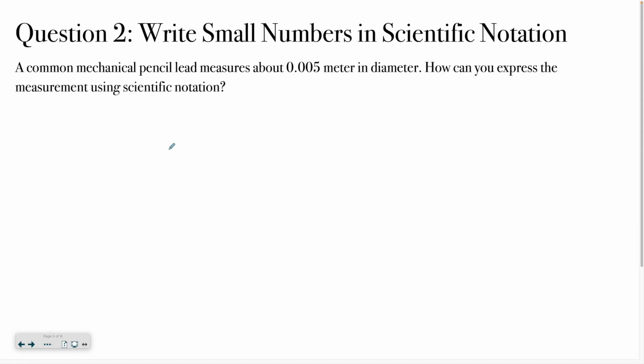All right, question 2. A common mechanical pencil lead measures about 0.005 meters in diameter. How can you express the measurement using scientific notation? Again, I recognize this is a pretty little number. Would I normally give you something this small? No, we're just doing it for practice to get used to the skill. Okay, go ahead and try this one on your own. Good luck.